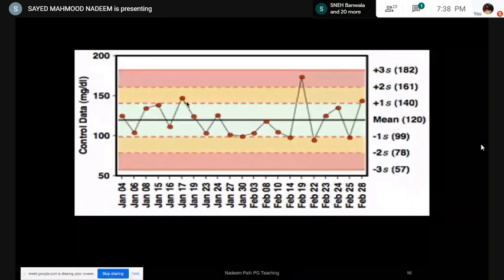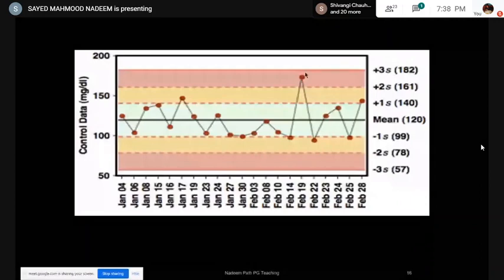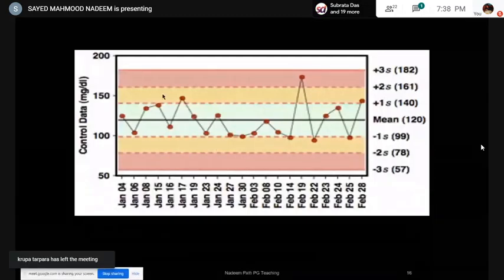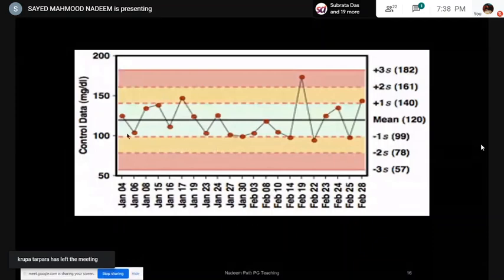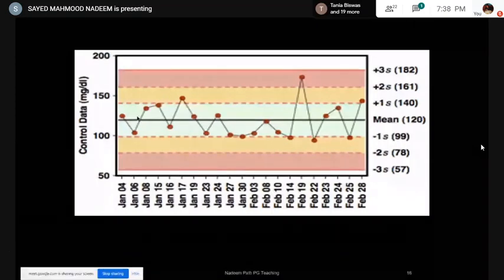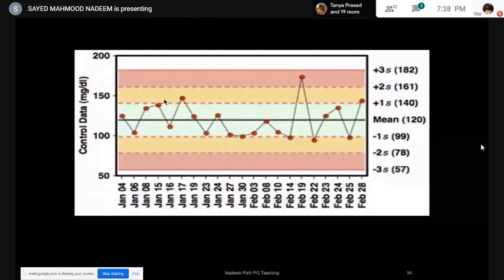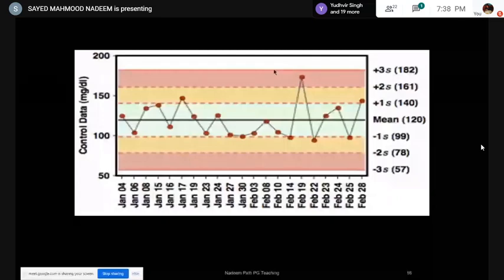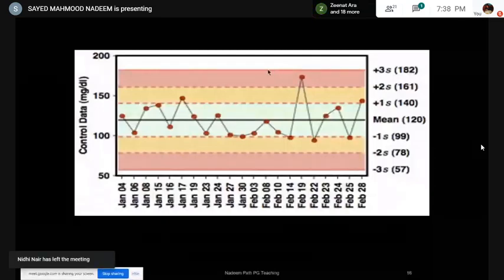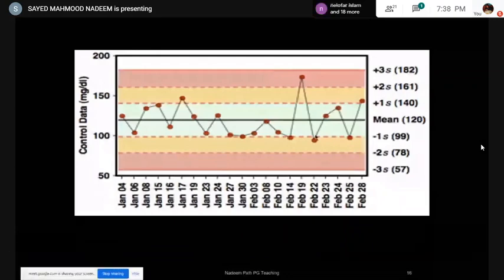Similarly, points going beyond 2SD also have significance and need to be analyzed separately. So when we are looking at the Westgard rules and trying to read the LJ chart, we need to see where the points are, whether they are within the boundaries of 1SD, or beyond the boundaries of 1SD, or beyond 2SD, or beyond 3SD. This is the first rule which we need to understand in the pre-phase concept to understand Westgard.